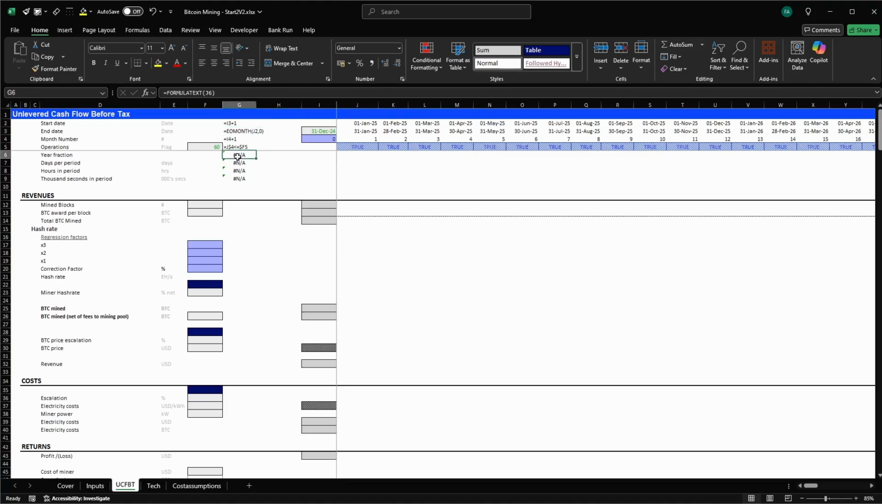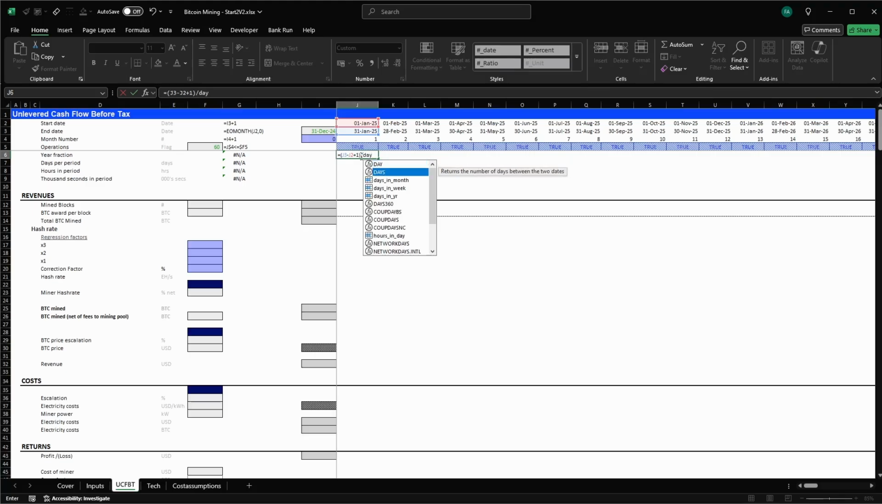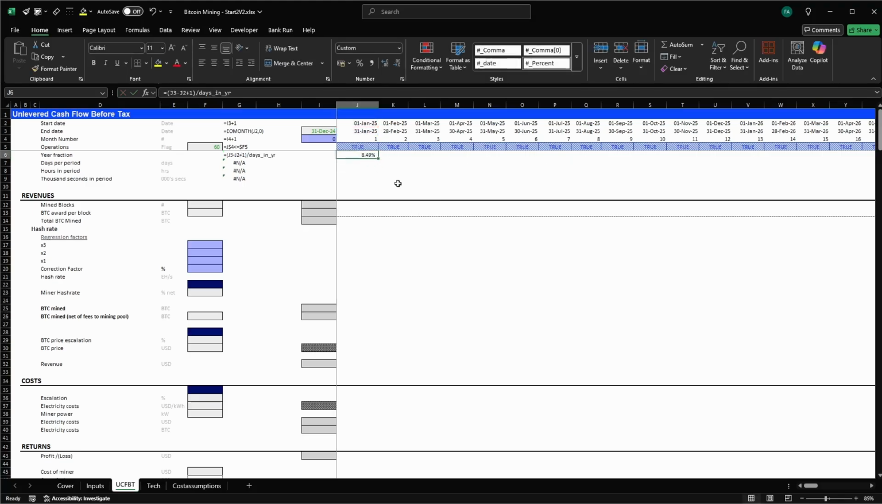All right, so the year fraction is the percentage of the year. Okay, doesn't really matter. So how do we calculate it? How much of the year does January represent? That's going to be equal to the difference between the end and the start date plus 1, because we have to account for an extra day, right? Divide by days in year, which we already have a named cell for. Press tab and enter, and that's a percentage.